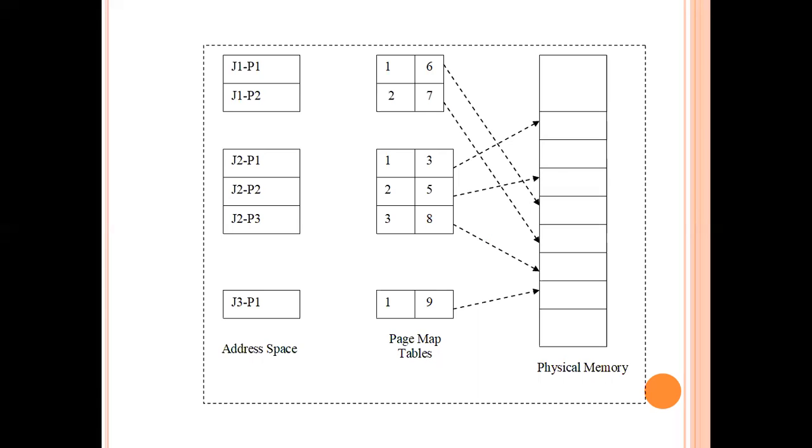So the memory block table indicates all the different block numbers, and it also indicates the status of the block, whether the block is free or allocated. In this case, block numbers 3 and 10 are free. All the remaining blocks are in allocated status. Whereas there is a separate page map table for every job.